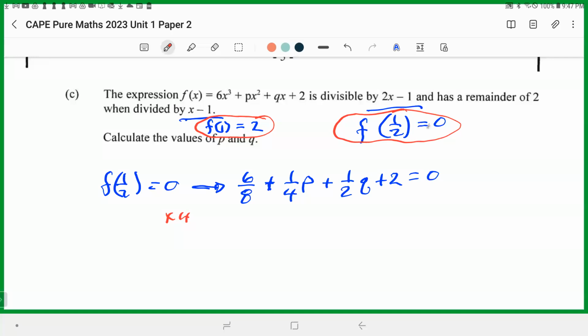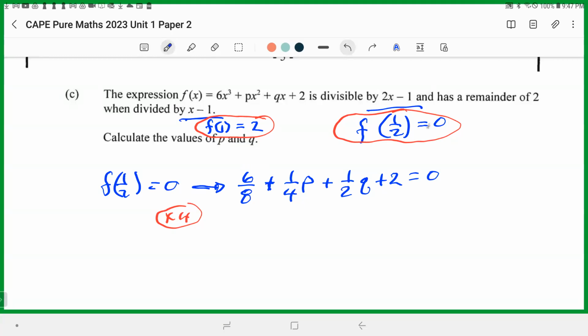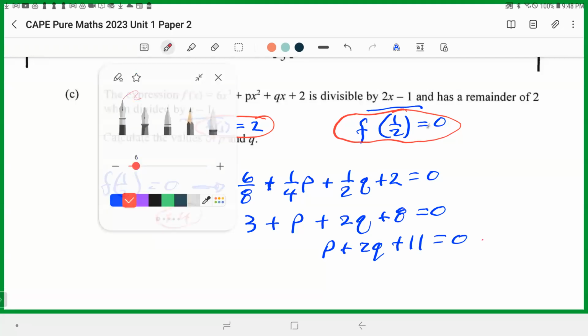Multiply by 4 instead, right? Because then now I have to divide by 2 again. Multiply this by 4. This is the same as 3 over 4, as I said, so I'm going to get 3. Multiply this by 4, I'm going to get p. Multiply this by 4, I'm going to get 2q. Multiply this by 4, I'm going to get 8 equals 0. Then I'm consolidating these two values. So I get p plus 2q plus 11 equals 0. That's my first equation. Let's mark that equation 1.